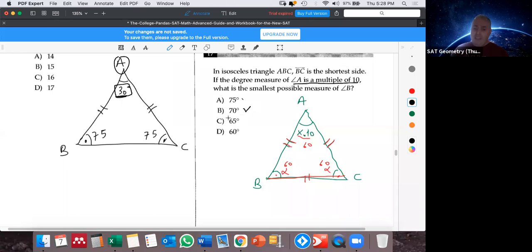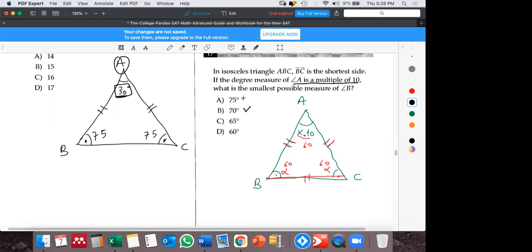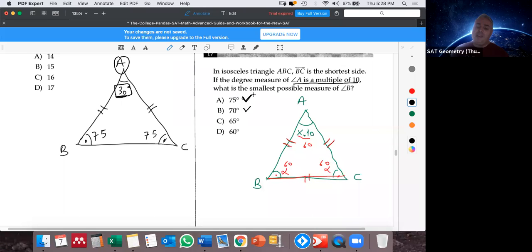But they're asking for the smallest measurement of angle B. I mean, 75 is satisfied. So what about 65, does it satisfy or not? Maybe it's better to start with the minimum angle, right? So we start with 60 and we said it is not. After 60, 65. So does 65 satisfy or not?